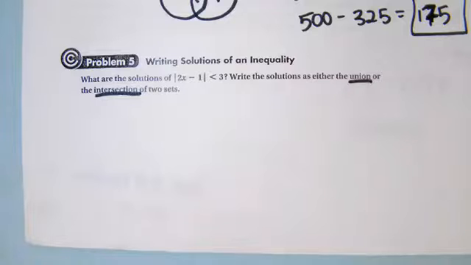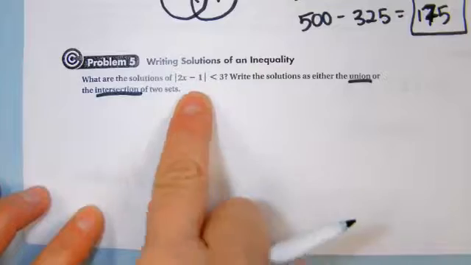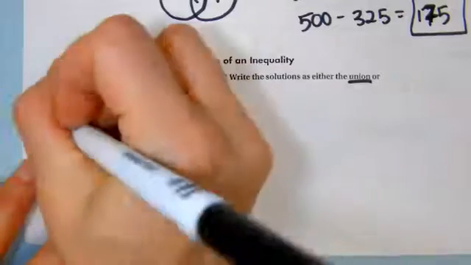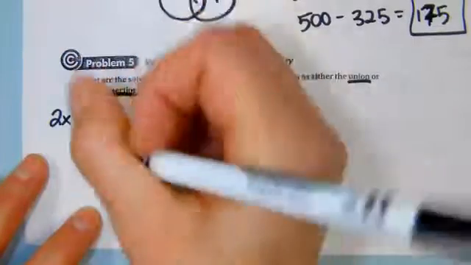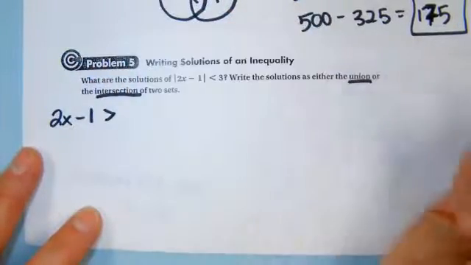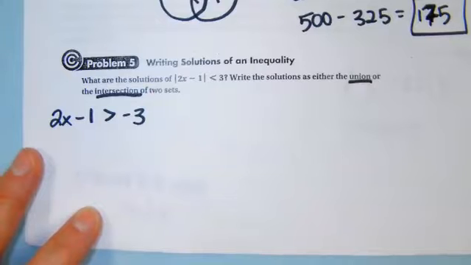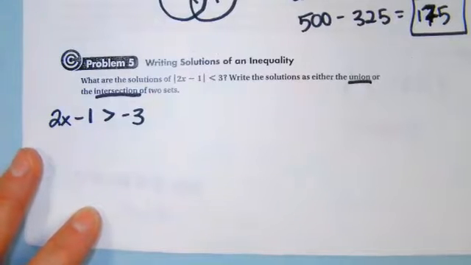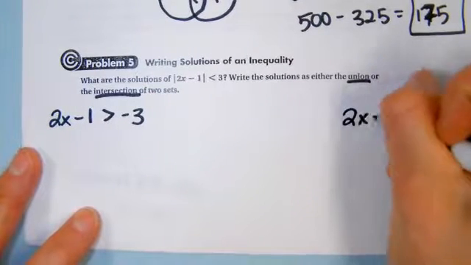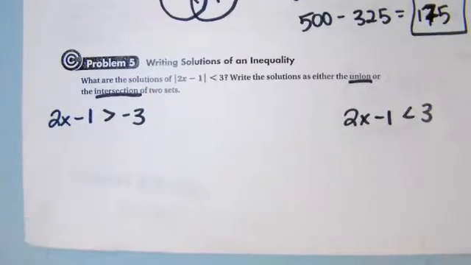So first of all, before we talk about this, let's solve it. So do I need to split this right away? Yeah, let's go. 2x minus 1 is greater than negative 3. I'm doing the negative side over here. I flipped it. And then 2x minus 1 is less than 3. I left that one the same. Why did I flip this one? Because of the negative. Okay, let's solve it.